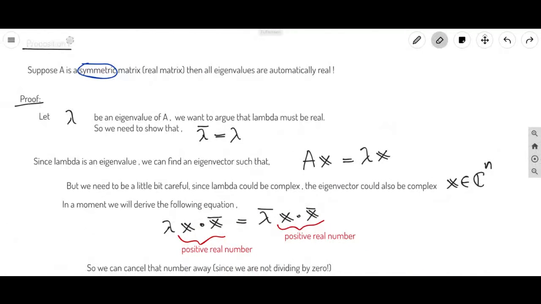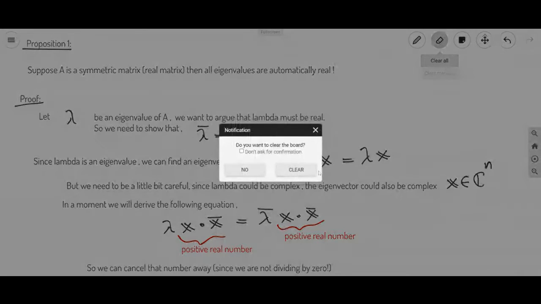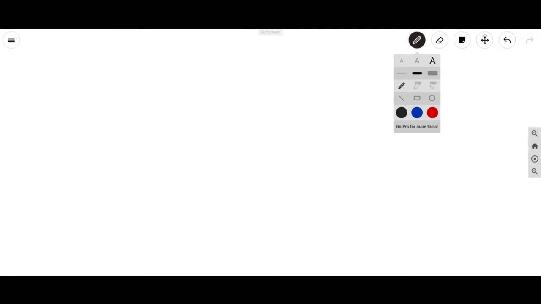So this is proposition 1. And now let me mention proposition number 2. I'm going to leave it up to you to prove it, because the argument behind this proof is very similar to what we just did. It's going to be the same setup as before. Suppose A is a symmetric matrix. So let me clear this away. Let's call this proposition 2.